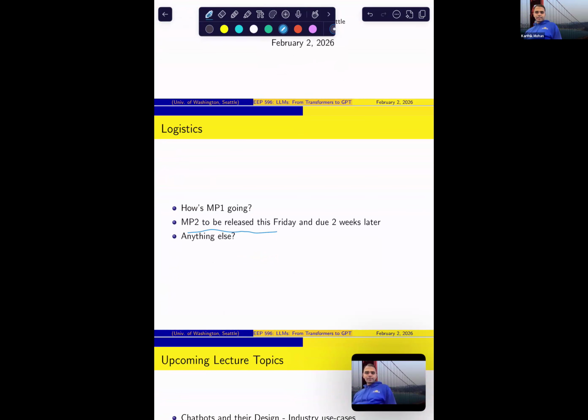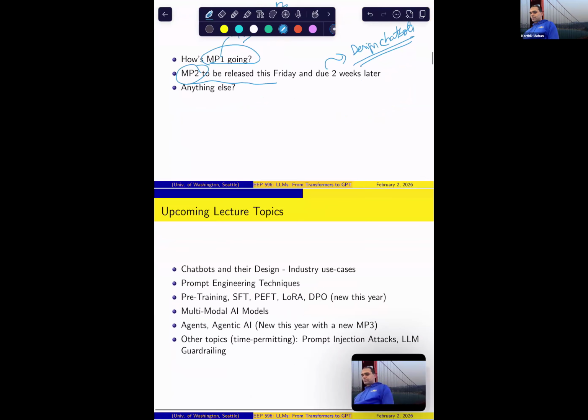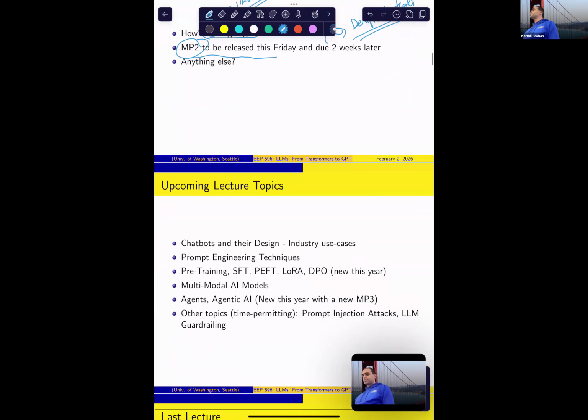So MP2 is groups of 2. You can take your time to form the groups. If you already have one, that's great. Else, connect with people here and then form a group. MP3 as well will work in groups of 2. Okay.